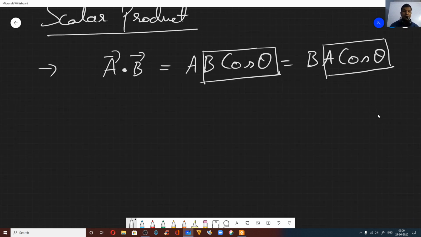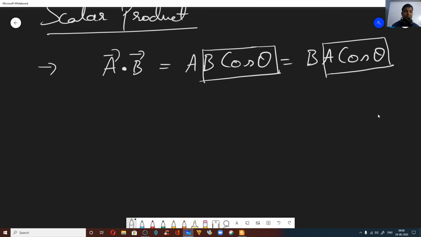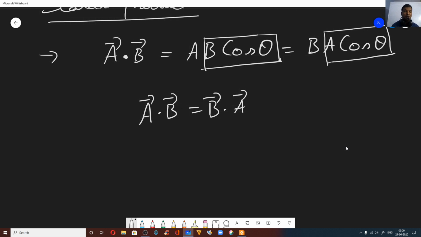Now we also saw that scalar product is commutative, so a dot b is equal to b dot a. It obeys the commutative law. Now you can prove, by taking a simple example, that it also obeys the distributive law. Scalar product also obeys the distributive law.